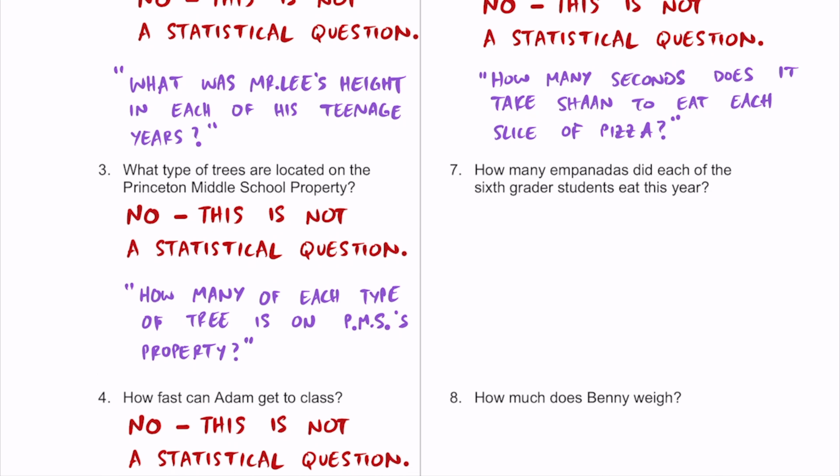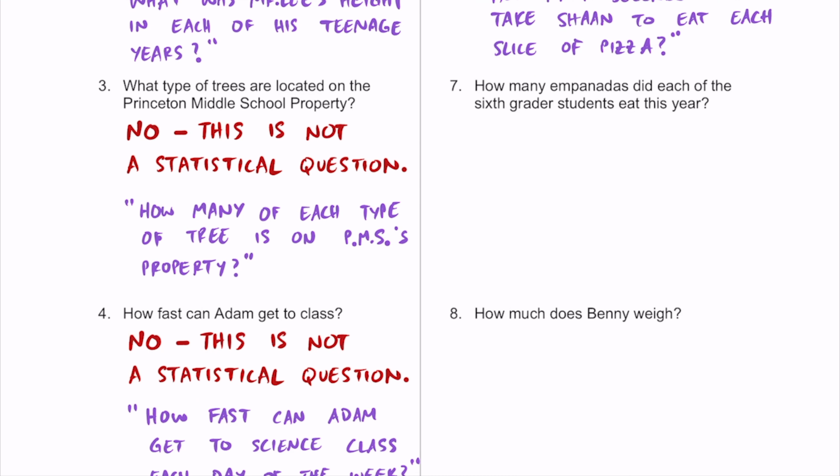For number seven, we have this question of how many empanadas did each of the sixth grader students eat this year? Because we can collect data on the number of empanadas each of the students ate in this past year, we can say yes, this is a statistical question.